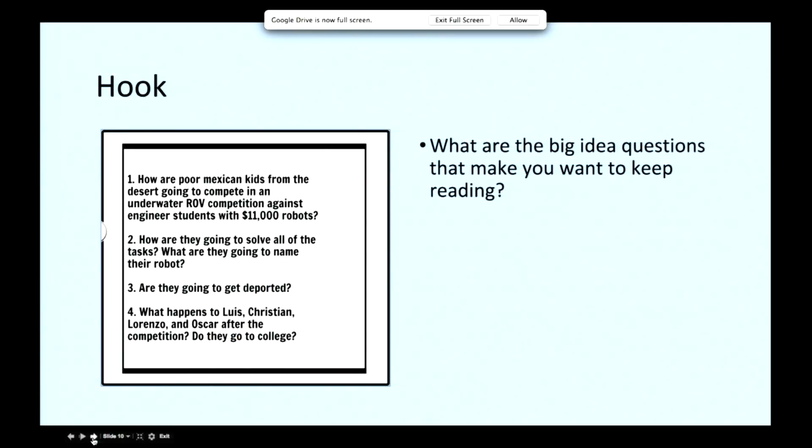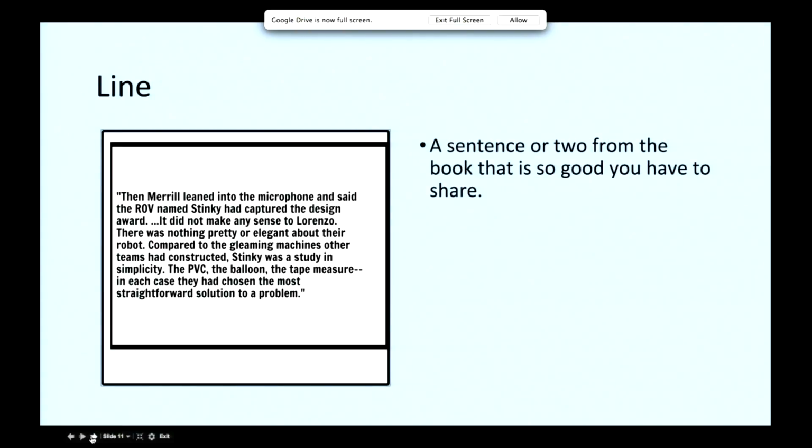So now we come to the hook, in the hook, line, and sinker. What are some big idea questions that make you want to keep reading this book? Number 1, how are the poor Mexican kids from the desert going to compete in an underwater ROV competition against engineering students who have $11,000 invested in their robots? How are they going to solve all their tasks? What are they going to name their robot? Are they going to be deported? What happens to Louise, Christian, Lorenzo, and Oscar after the competition? Do the boys go on to college?